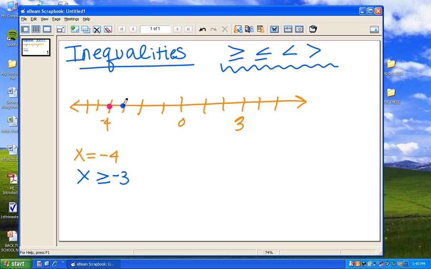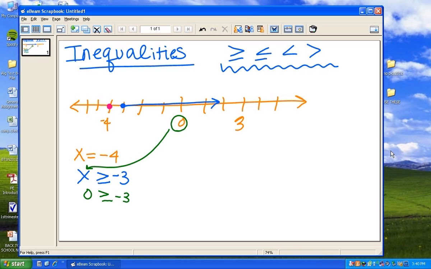And so I want to look. I want to say, okay, if I plug in the number 0 for x, and I say 0 is greater than or equal to -3. Does that work? Is 0 greater than or equal to -3? The answer is yes, which means that I'm going to take my line from my dot and draw it in a direction towards that 0. That includes that 0.